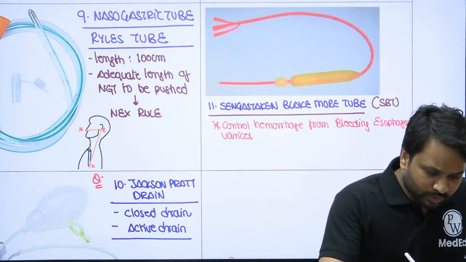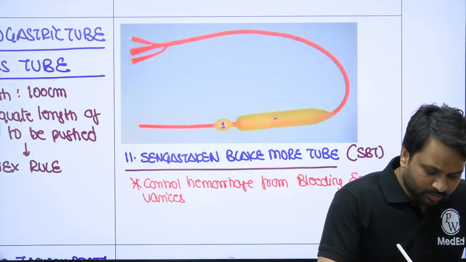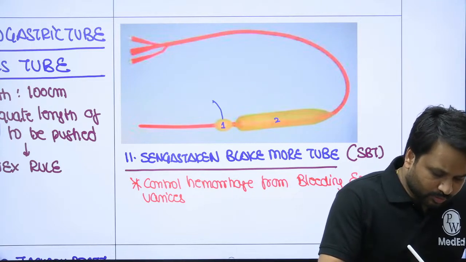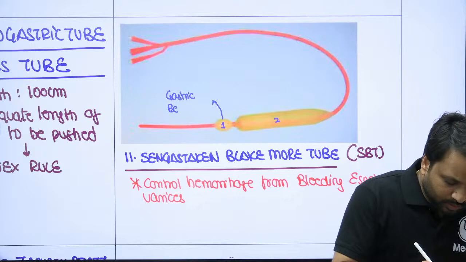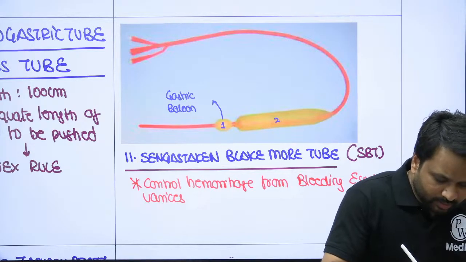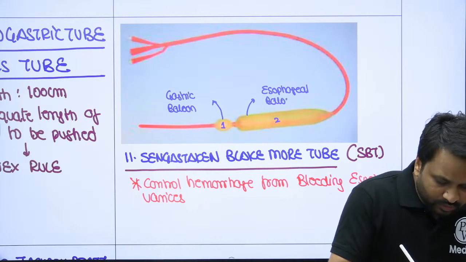Now, what you have to know is there are two balloons present. This is balloon number 1, this is balloon number 2. Balloon number 1 is what we call the gastric balloon. And balloon number 2 is what we call the esophageal balloon.